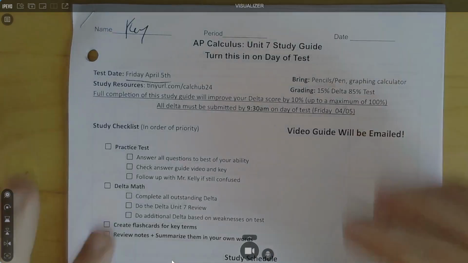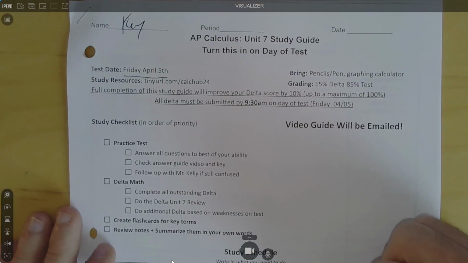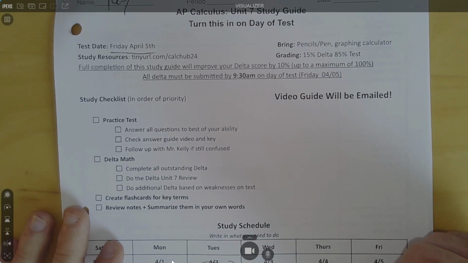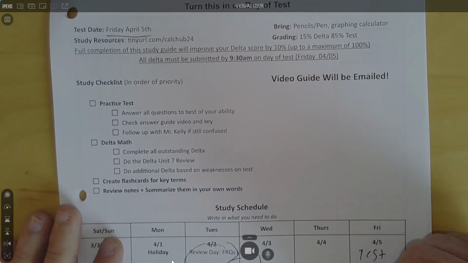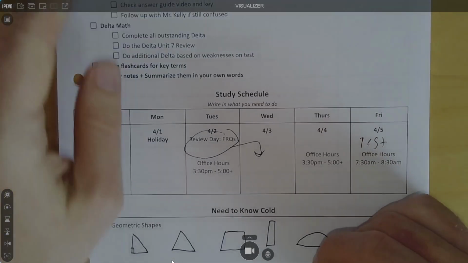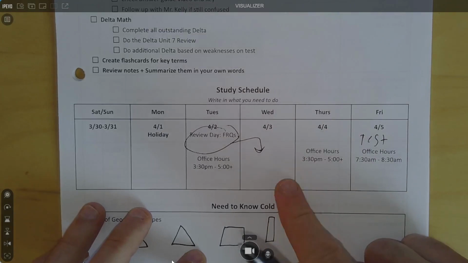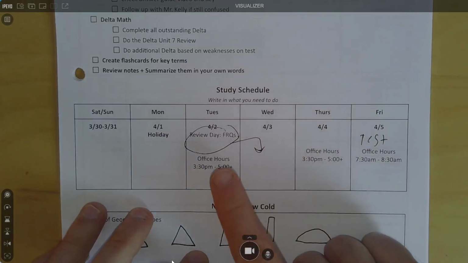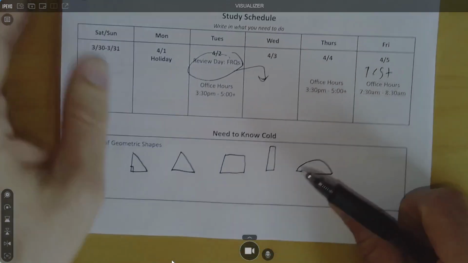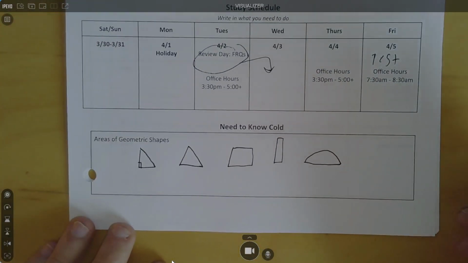It's all the normal stuff here. Study schedule is pretty much the same. It's just a typo here that the review day is on the Wednesday and the test is on the Friday. That's it. Okay, we're gonna get on with it. What you need to know cold here.